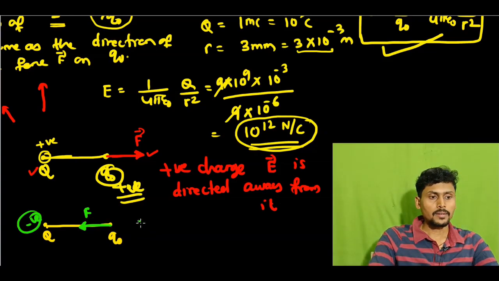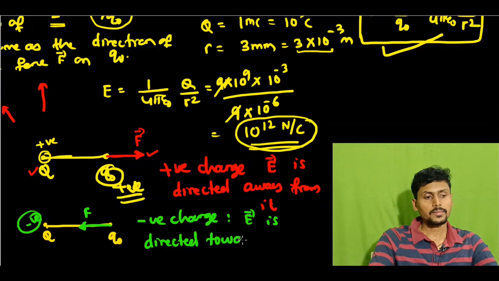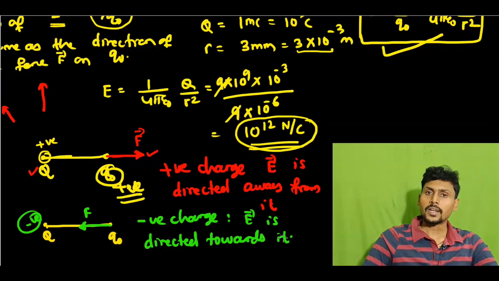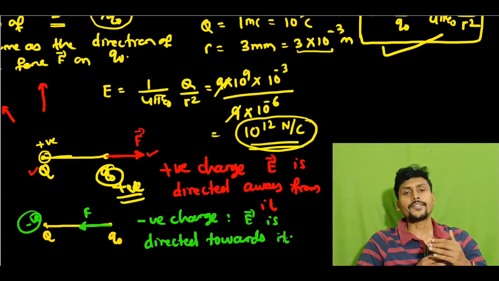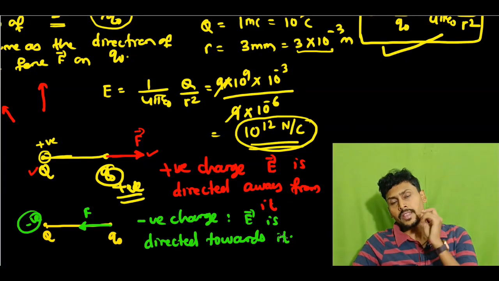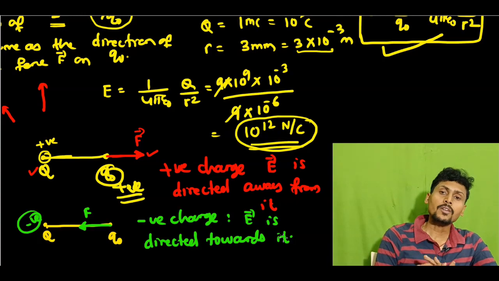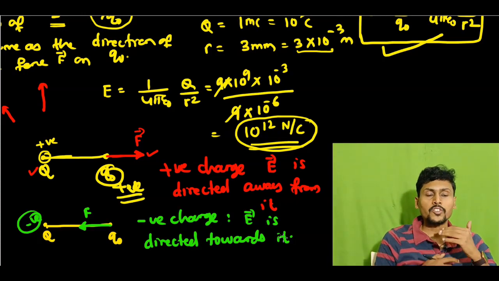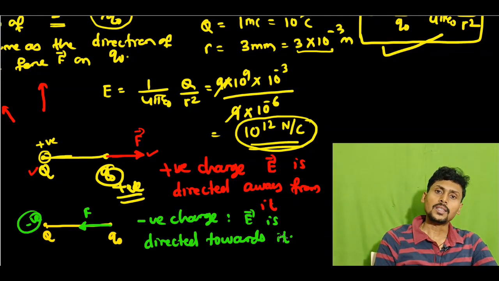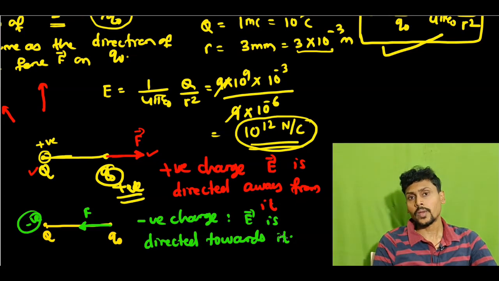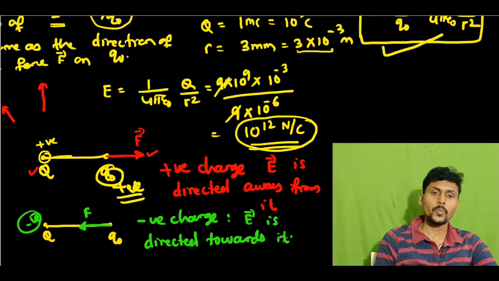So remember that for a negative charge, the electric field is directed towards it. Is that clear? So there are two important points. For a positive point charge, the electric field is directed away from it, and for a negative point charge, the electric field is directed towards it. And the strength of the electric field is given by the quantity electric field intensity. For a point charge, the electric field intensity is given by kq by r square, or 1 by 4 pi epsilon naught q by r square.